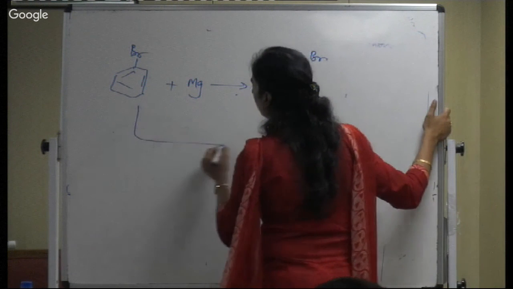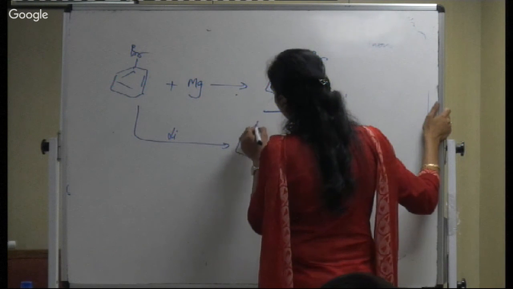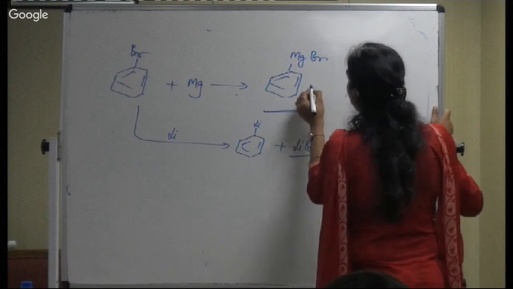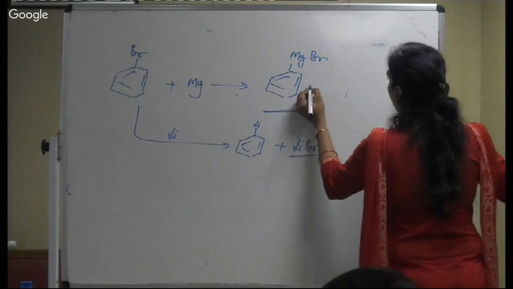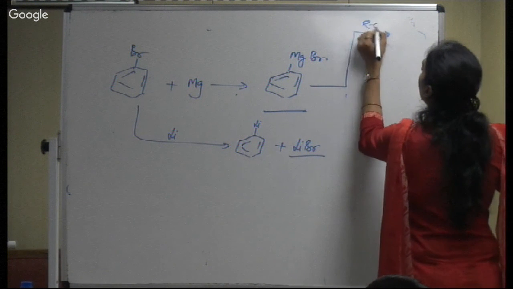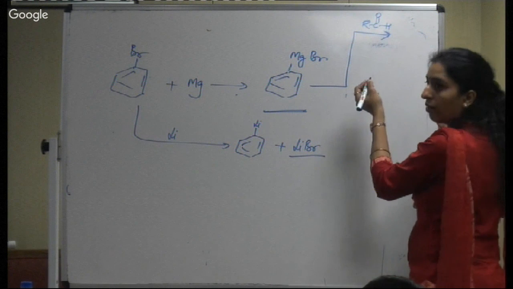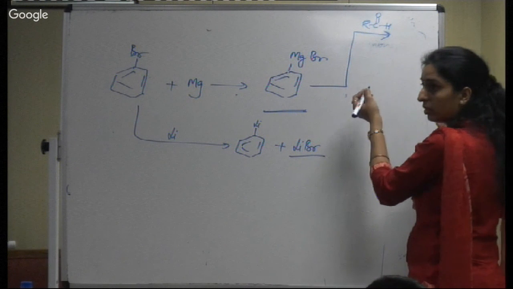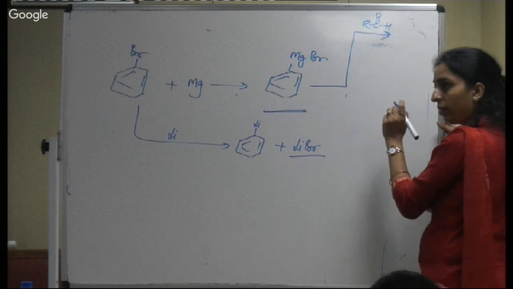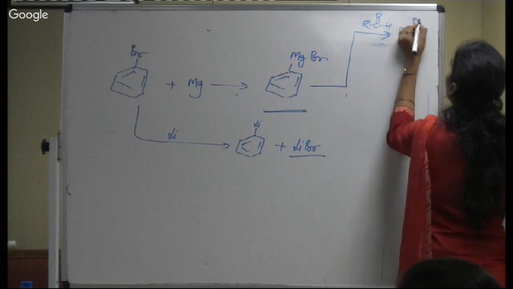With lithium also, lithium will react with this to give you lithium bromide with the product. Now, if you want to treat it with any aromatic aldehyde or ketone, you will get the corresponding product. Have you done these Grignard reactions? You are aware. So you can convert this into alcohol.